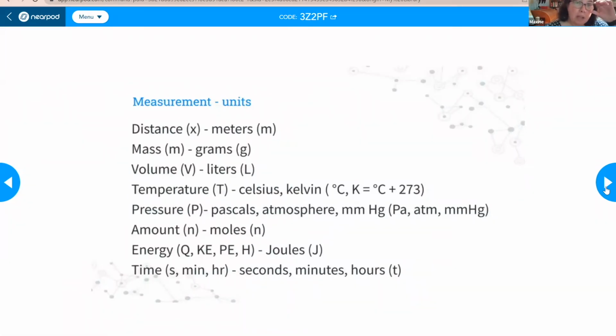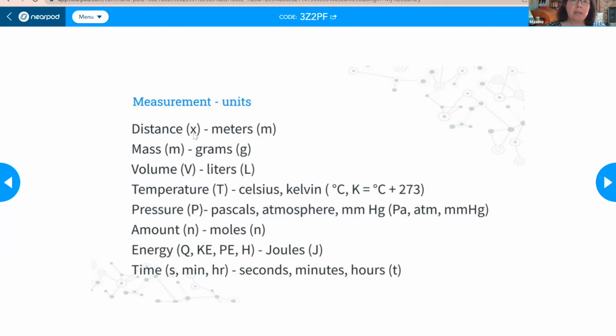Okay, we do have lots of different units that you're going to be using in AP chemistry. Some of these you may be familiar with, some of these you may have never heard before. So I'm sure you've heard of meters, grams, and liters, because those are things we use every day, kilograms, etc.